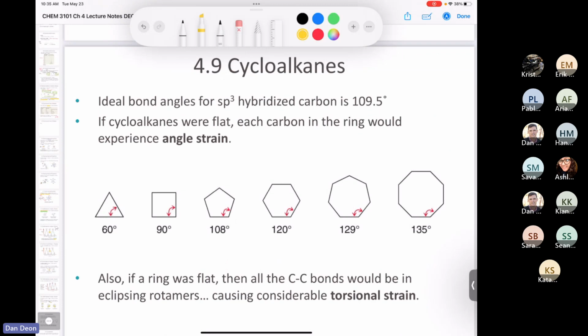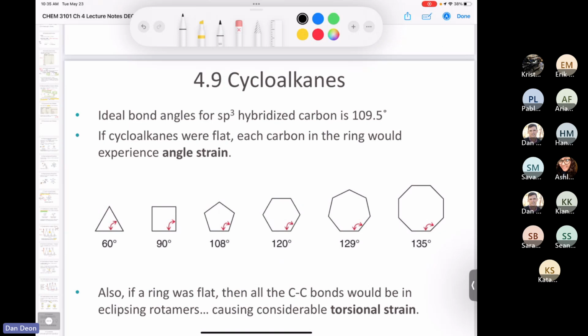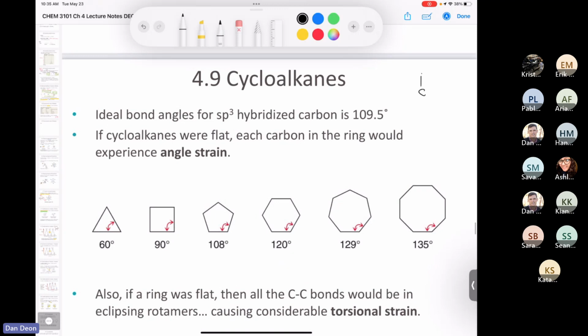You guys probably remember when you talked about tetrahedral molecular geometries, the preferred molecular geometry or bond angles for an sp3 hybridized carbon. So if we have a carbon and we have 1, 2, 3, 4 groups, we'll just make methane, okay? The ideal bond angle is 109.5 degrees.